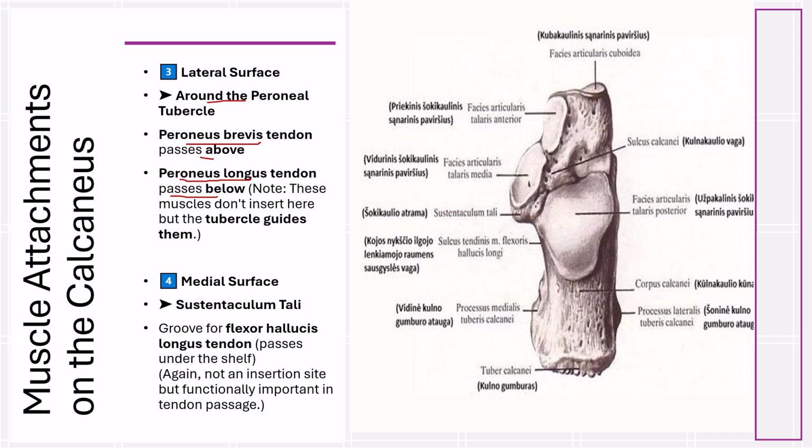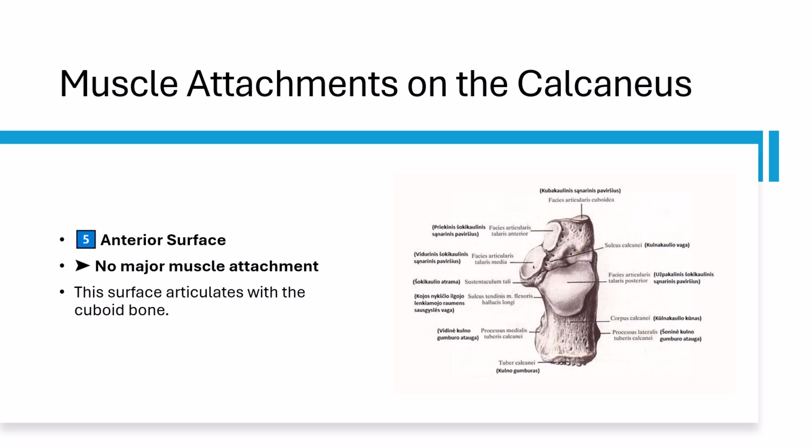On the medial surface there is the structure of the sustentaculum tali, and it provides the groove for the flexor hallucis longus tendon that passes under the shelf. Again, it's not an insertion point but it's an important site for function. On the anterior surface, there is no major muscle attachment. The surface articulates with the cuboid bone.